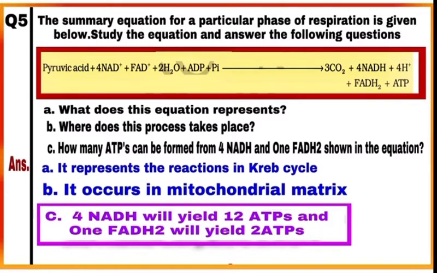Part C. How many ATPs can be formed from 4 NADH and 1 FADH2 shown in the equation? NADH and FADH2 enter the electron transport system, and 3 ATPs are formed from 1 NADH and 2 ATPs are formed from 1 FADH2. So, from 4 NADH we will get 12 ATP molecules, and from 1 FADH2 we will get 2 ATP molecules.